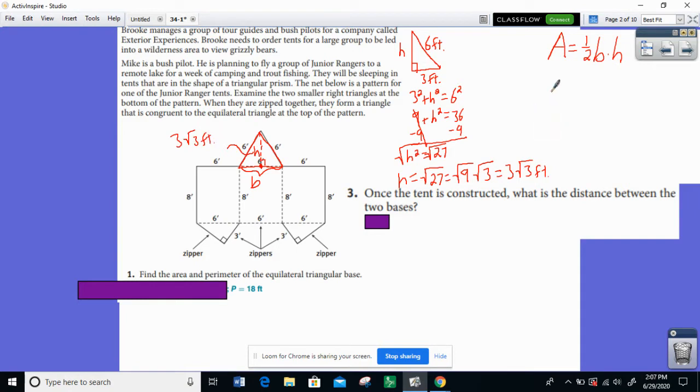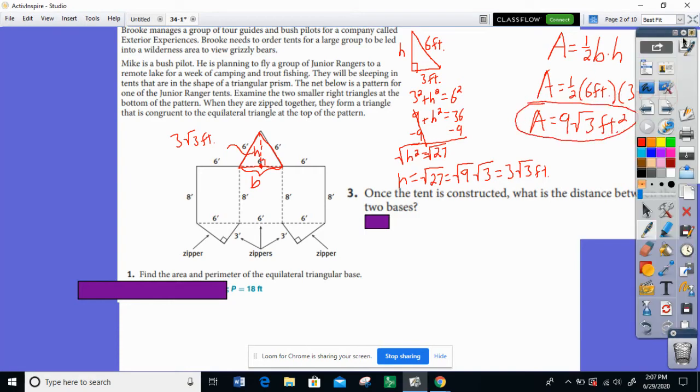And now we have everything that we need to plug into the area formula. That's going to be 1/2 times the base, which is 6 feet, times the height, which is 3 times the square root of 3 feet. And if we multiply 1/2 times 6, that's 3. 3 times 3 is 9. So that's 9. There's a square root of 3 left over there. So the final answer for the area of the equilateral triangular base is 9 times the square root of 3.